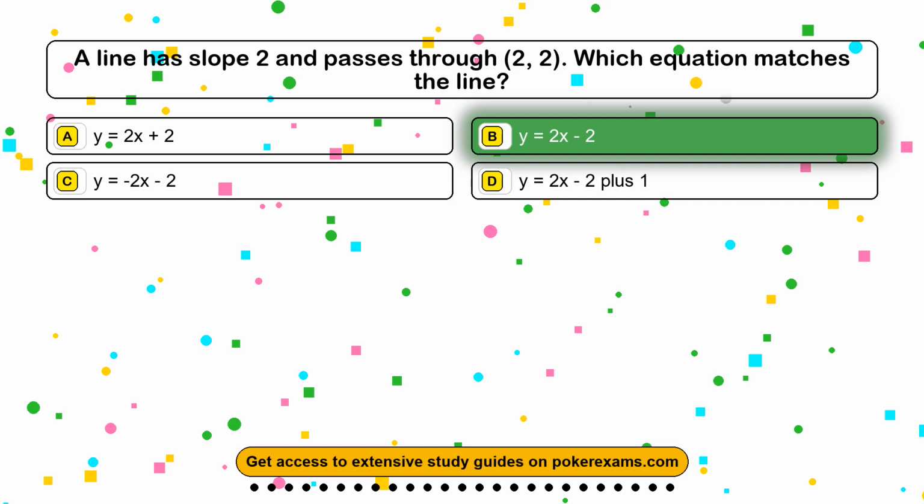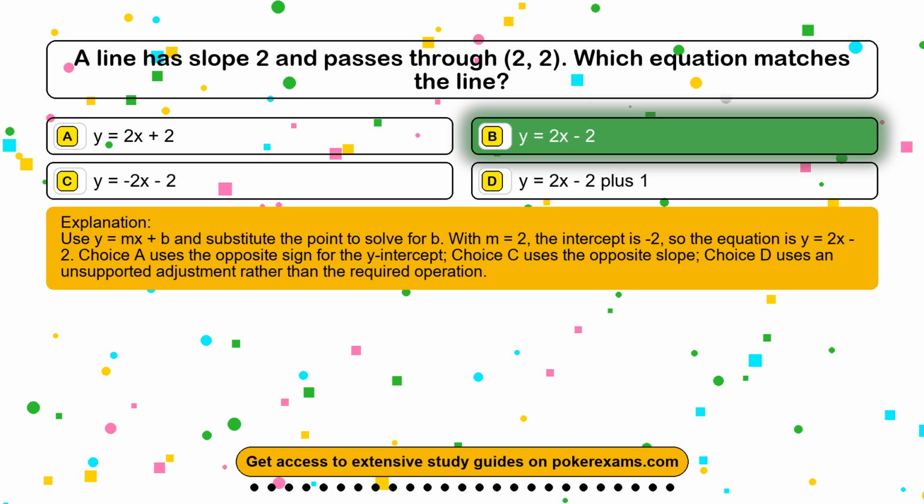The correct answer is option B, y equals 2x minus 2. Use y equals mx plus b and substitute the point to solve for b. With m equals 2, the intercept is minus 2, so the equation is y equals 2x minus 2. Choice A uses the opposite sign for the y-intercept, choice C uses the opposite slope, choice D uses an unsupported adjustment rather than the required operation.